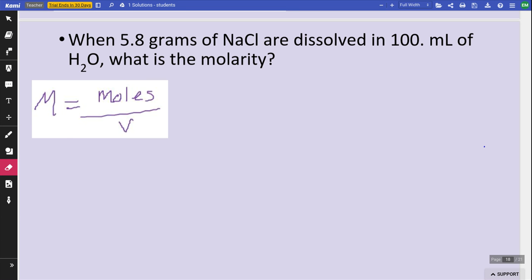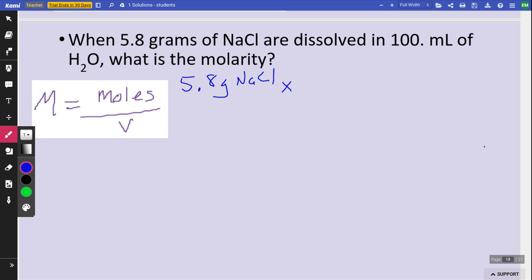So 5.8 grams of NaCl, convert to moles, and get rid of the grams. So for every 1 mole of NaCl, we have 58 grams of NaCl. The way I know that is by looking at the periodic table. Na is about 23 on the periodic table. Cl has a mass of about 35 on the periodic table. You add those up and you get 58. Just rounding. 5.8 divided by 58.